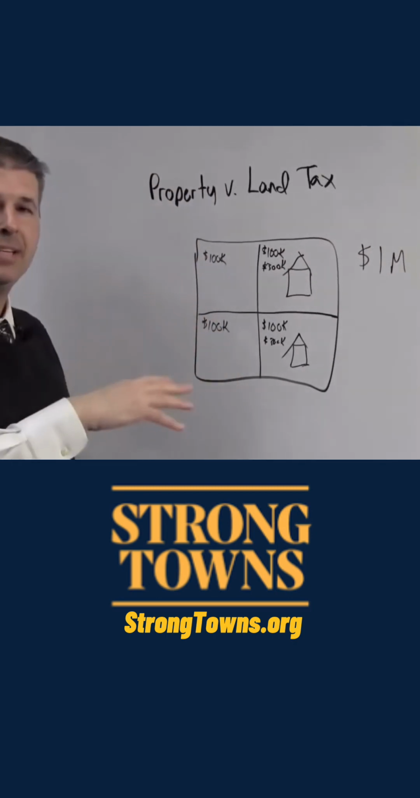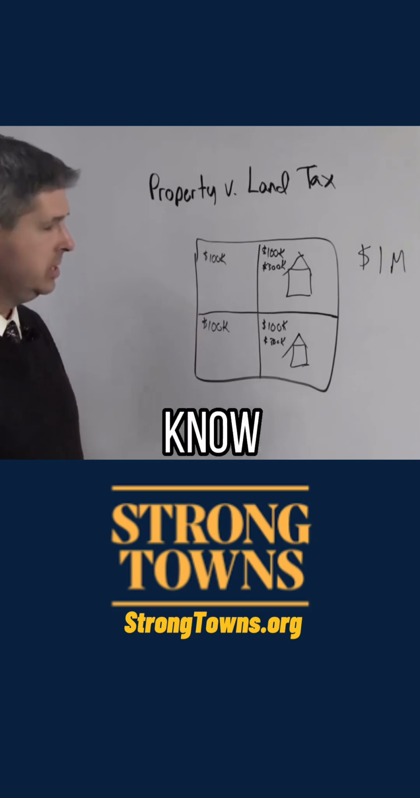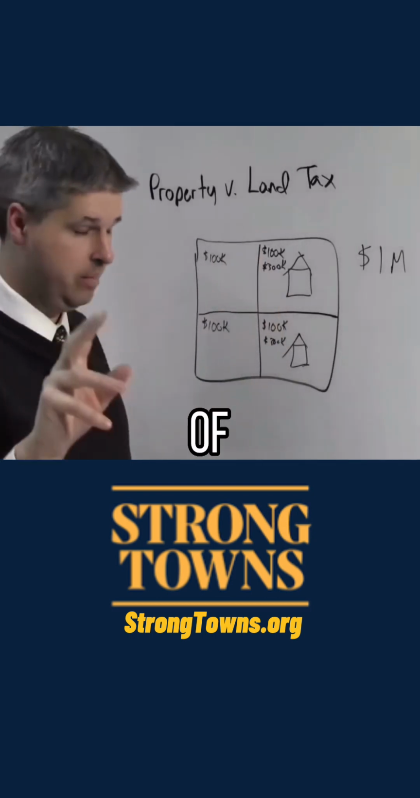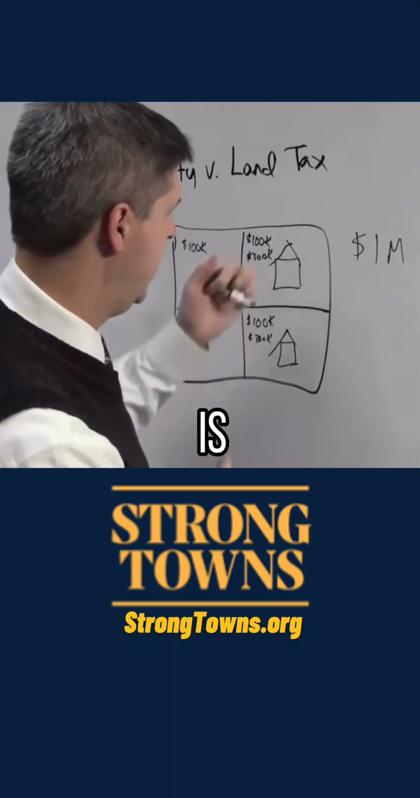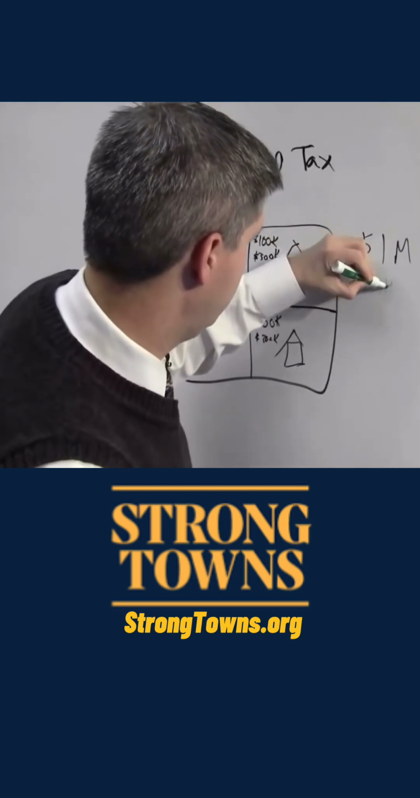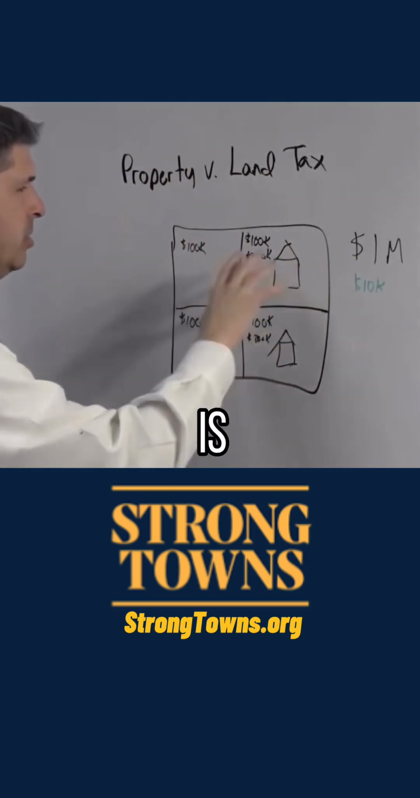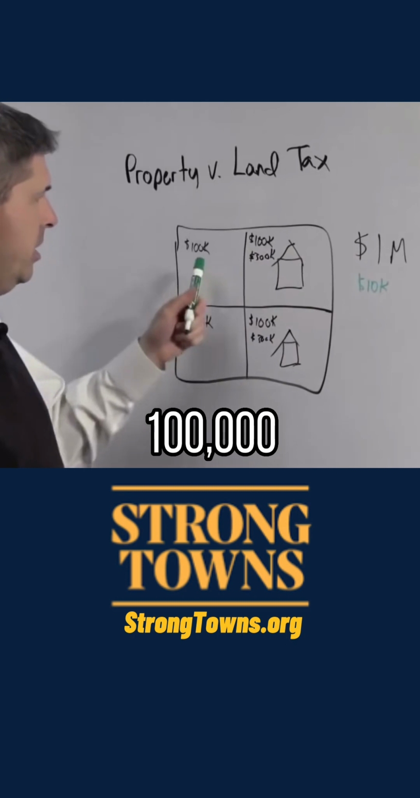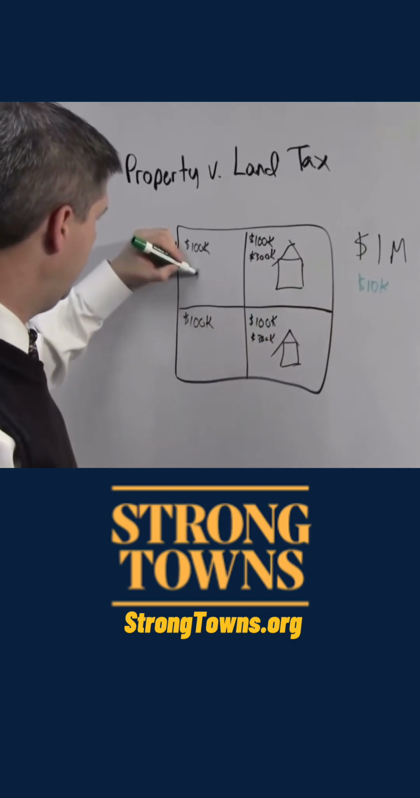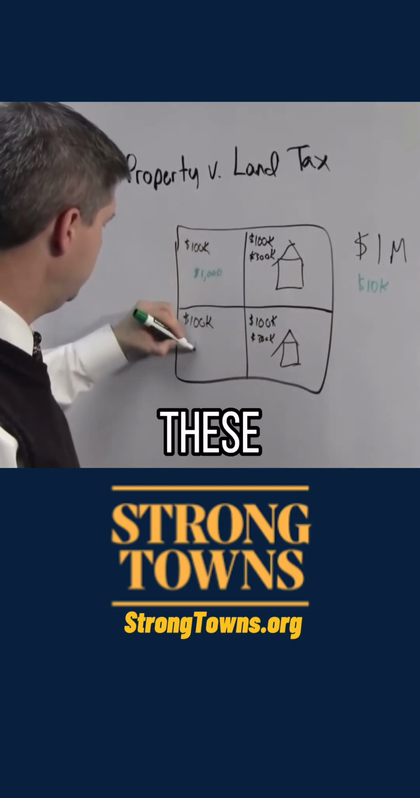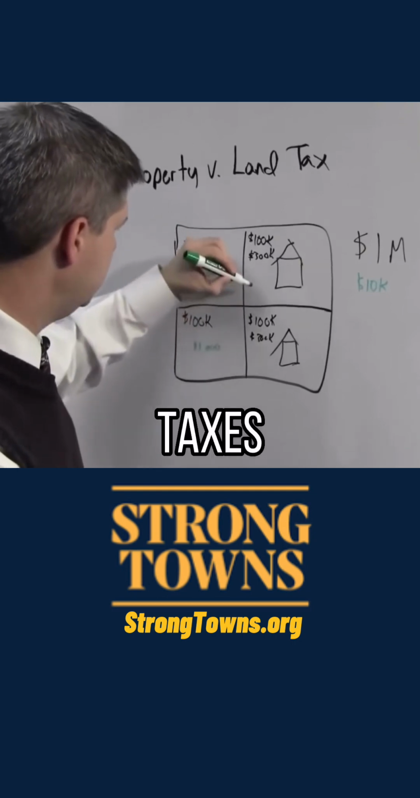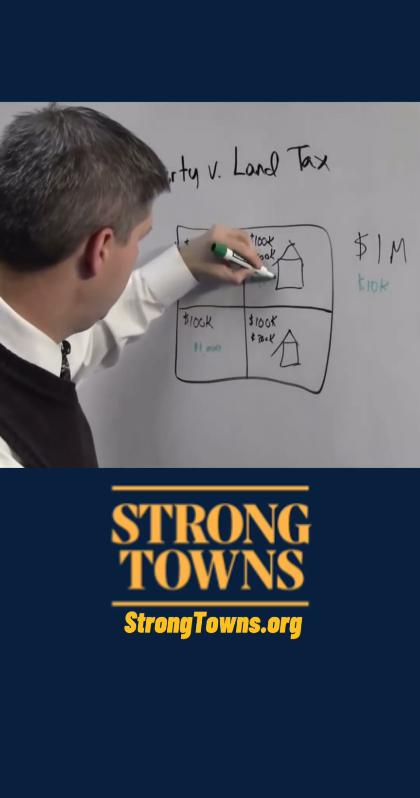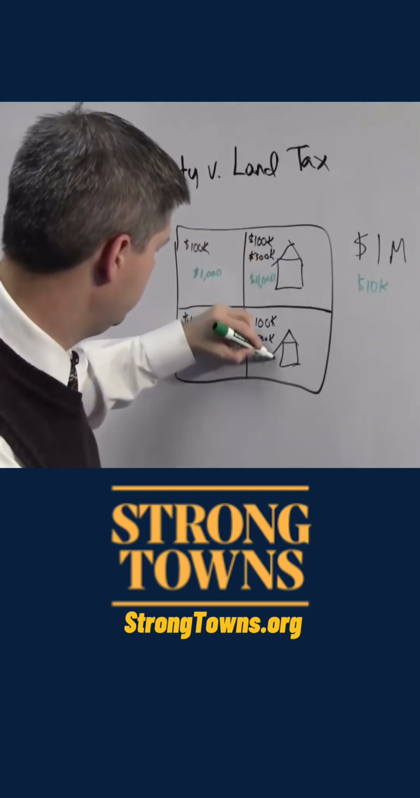Let's say that we tax these at $10,000 total. I know I'm using a lot of numbers here, but follow me. Your portion of that is going to be your percentage of $1 million. So $100,000 is 10%. These people would pay $1,000 in taxes. These people would pay $1,000 in taxes. This place would pay $4,000. And this place would pay $4,000.